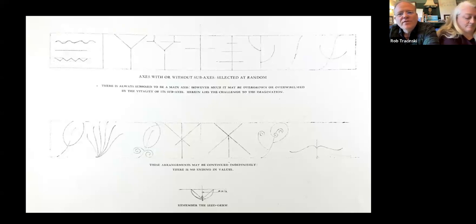Got it. Well, the one that I wanted to actually get to was this axes with or without sub-axes selected at random. So in the section that I just read, this parallelism part, he makes a big deal there about how imagination is the greatest of man's powers. And what I found interesting about this page is that prior to this, he starts with a vegetative form.